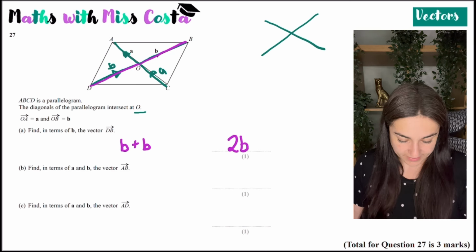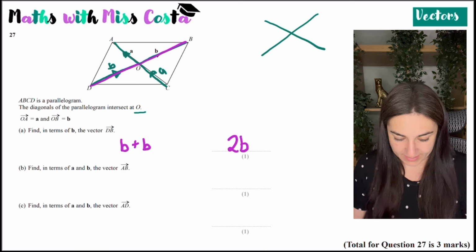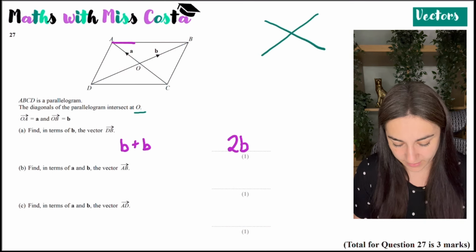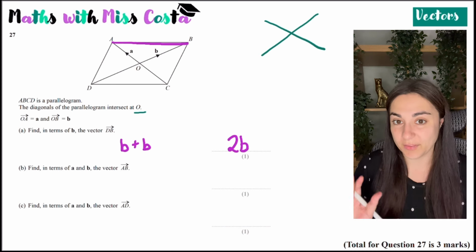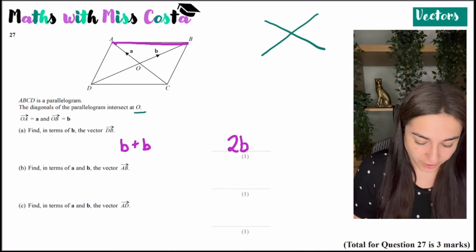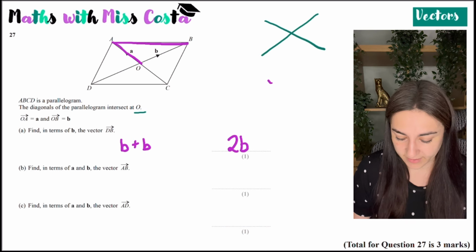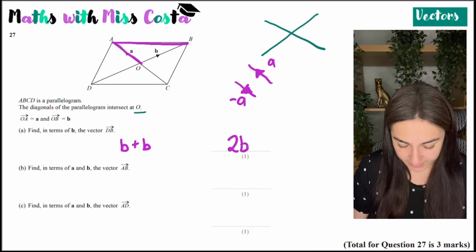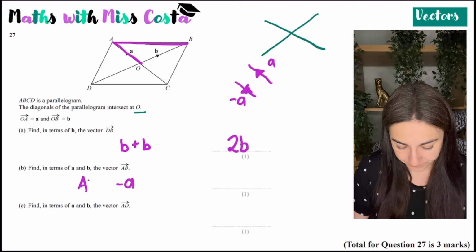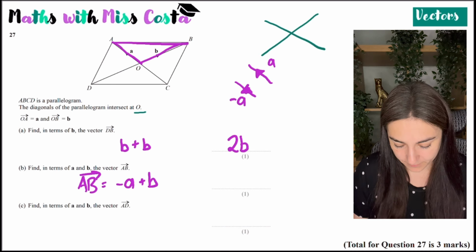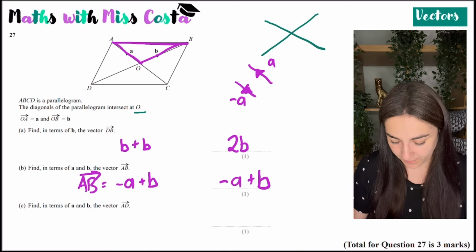Then I need to find, in terms of A and B, the vector AB. So let's have a look. How do I get from A to B? I go along this route. With vectors, you can only go along an established route. So I'm going to have to go along here, and I'm reversing the direction. If this direction is A, then when I reverse the direction, it's going to be negative A. So I do negative A plus B. So that'd be negative A plus B.